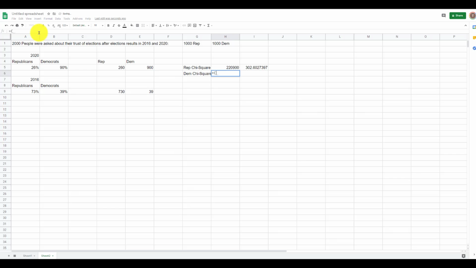I'll do the Democrat chi-square. 900 is the observed minus the expected, which should be 390. I must have messed up on my math here. Sorry about that. There we go. I'm at 390, and then we square that. And now we take the results of that and divide by the expected, which is 390, and then we sum these up, and you're going to find a ginormous chi-square. Not unexpected. There was obviously a huge difference here.